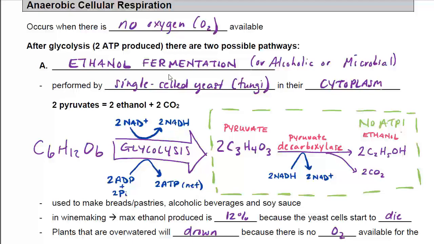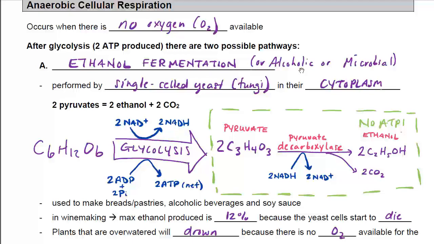The first type of fermentation I want to talk to you about is ethanol fermentation. It's simply called that because the end product is going to be an alcohol known as ethanol. The "ol" tells you it's an alcohol, and that's also why we end up calling this alcoholic fermentation. So if you're doing some research, answering questions, you may see it called alcoholic.